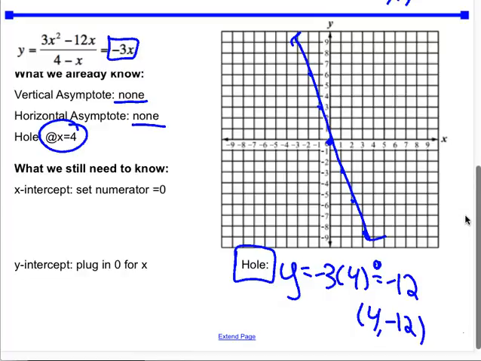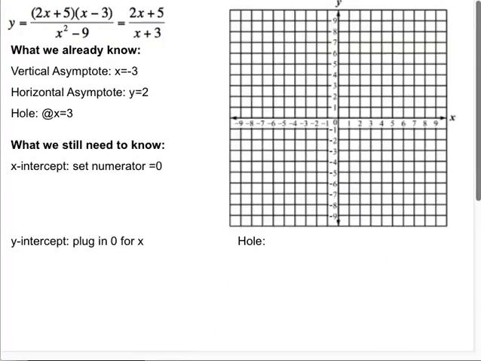And finally, our last example. So here, again, very nicely, we already have our simplified version that we're working with. We already know a few things. We already know we have a vertical asymptote at x equals -3, a horizontal asymptote at y equals 2, and we know we have a hole at x equals 3, which we'll get to in a little bit.